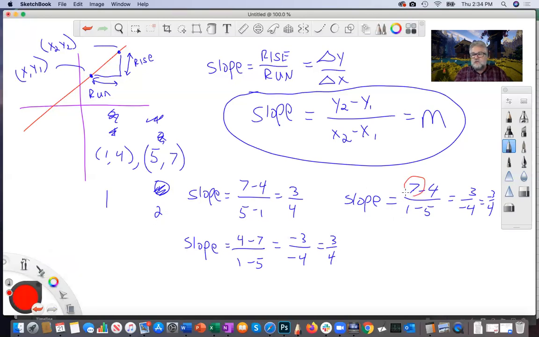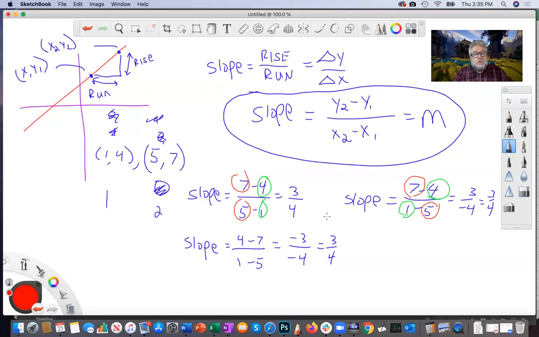These 2 points should be at the same position in the formula, and these 2 points should be in the same position, just like they are here and here. Okay? You have to have the 2's together and the 1's together. It doesn't really matter what order you do, but you got to have those together so that you'll get the right number for the slope.